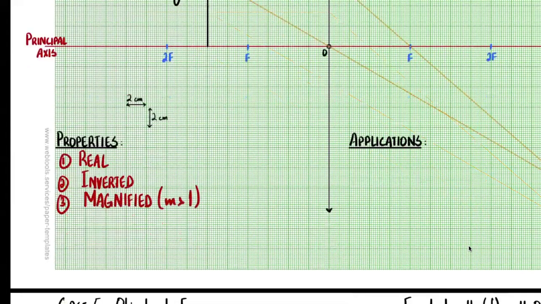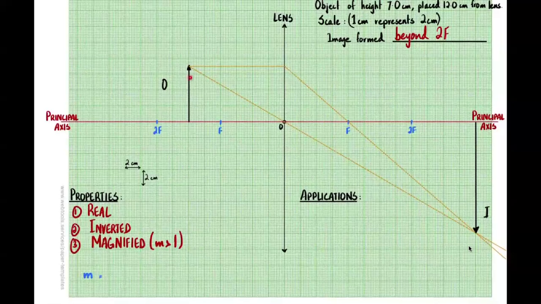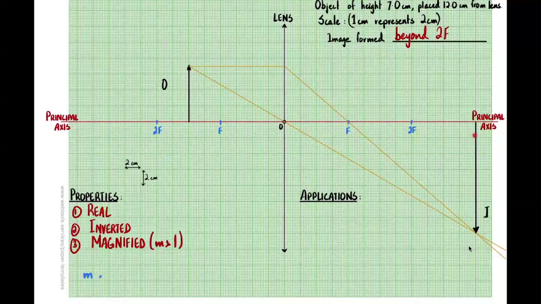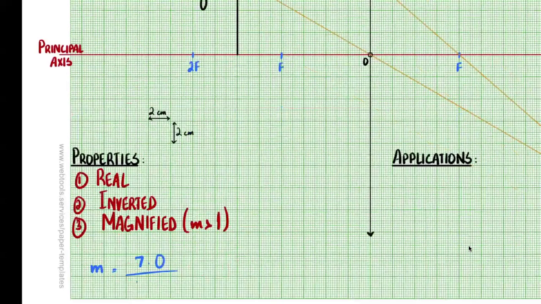What if the examiner asks me to actually calculate this? I can do this very easily. So image height over object height. Now I could either use the actual height or I could use the number of boxes. I just feel like going with the number of boxes here because that's something I can immediately see. So image height, if you see here, so 1, 2, 3, 4, 5, 6, 7, that's 7 boxes divided by, here this was 3.5 boxes. So the magnification turns out to be 2, which is greater than 1.